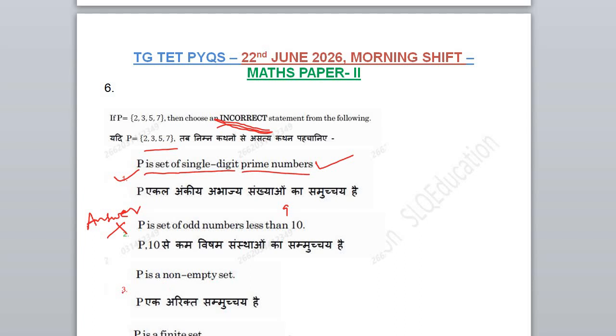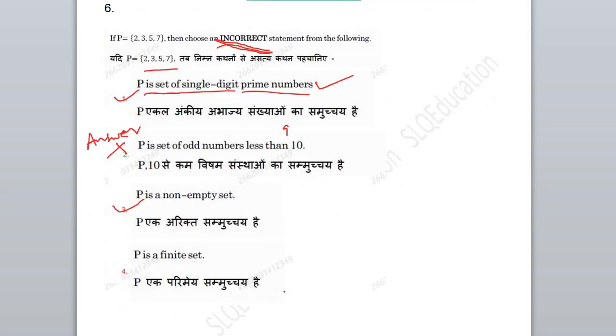Let us check another one. P is a non-empty set. This is also correct. Here we can say cardinal number has 4 elements. So its cardinal number n(P) is 4. So that is also correct.